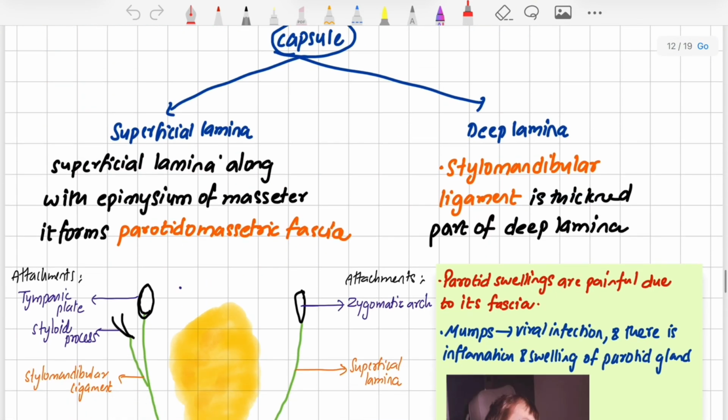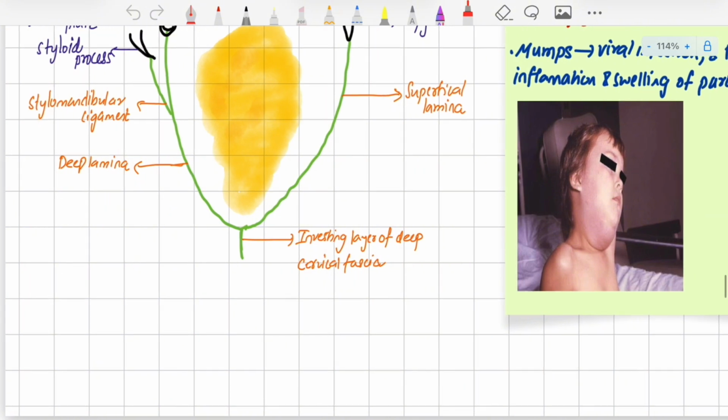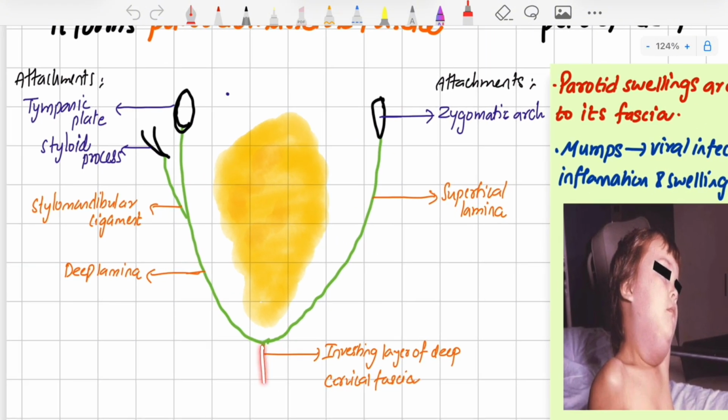Let us understand these things in a diagram. See, you can clearly appreciate that the investing layer of cervical fascia splits as the superficial lamina and attaches to the zygomatic arch, whereas the deep lamina splits into two halves again. One half thickens and attaches to the styloid process to form the stylomandibular ligament, whereas the other part goes and attaches to the tympanic plate. So this is about the capsule of parotid gland.